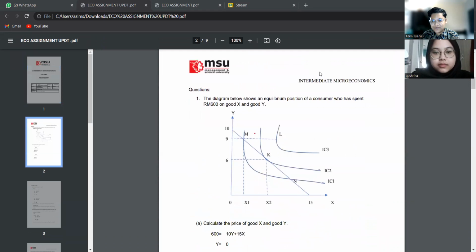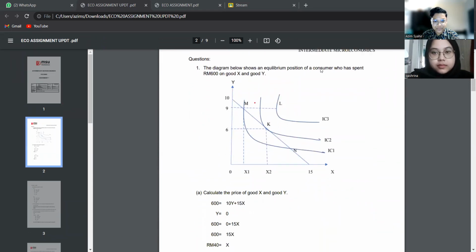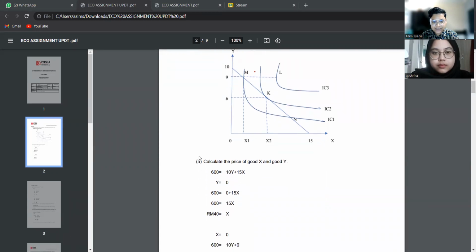And I'm going to do question 1 until question 2B. So question 1 here. The diagram below shows an equilibrium position of a consumer who has spent 600 ringgit on good X and good Y. So we know that their income is 600 ringgit. Now question A is we want to know the price of good X and good Y.